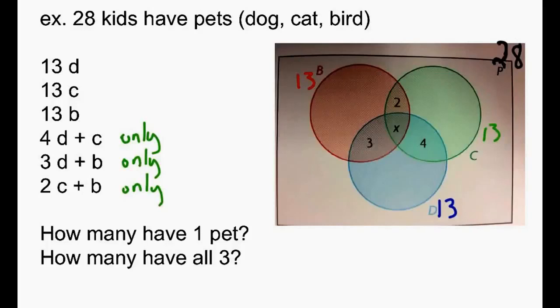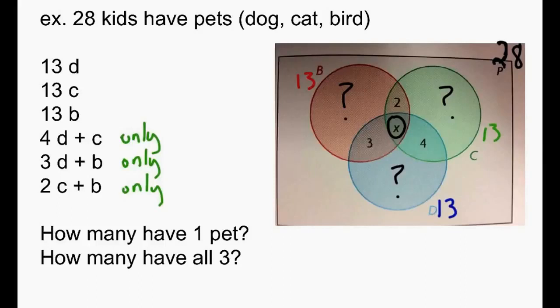So the questions that they're asking is, how many people have just one pet? So we're looking for each of those areas, right? We want to know how many have just a bird, just a dog, or just a cat. And then we also want to know how many people have all 3.